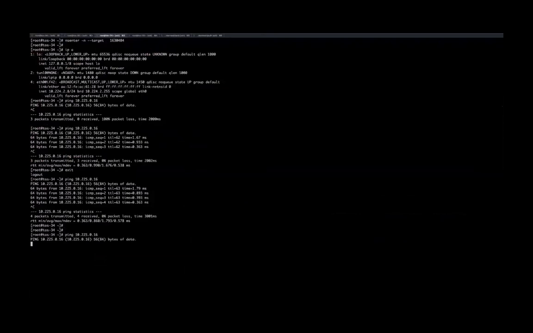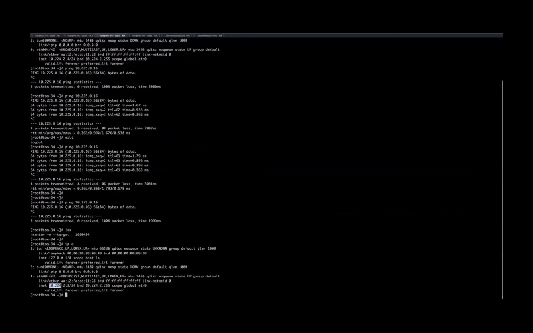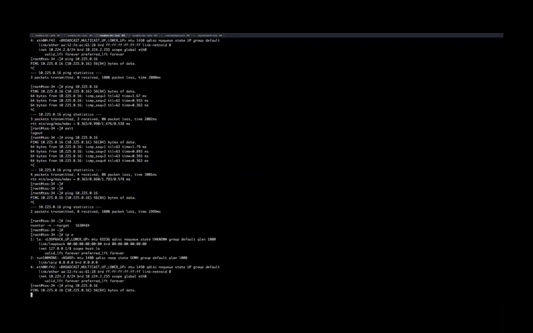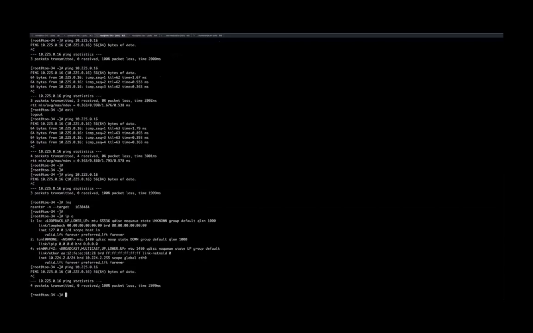Ping from the host again no longer works. Ping from the pod again no longer works too. Now the network of two clusters are disconnected. Okay, the first demo is over. Let's see the second one.